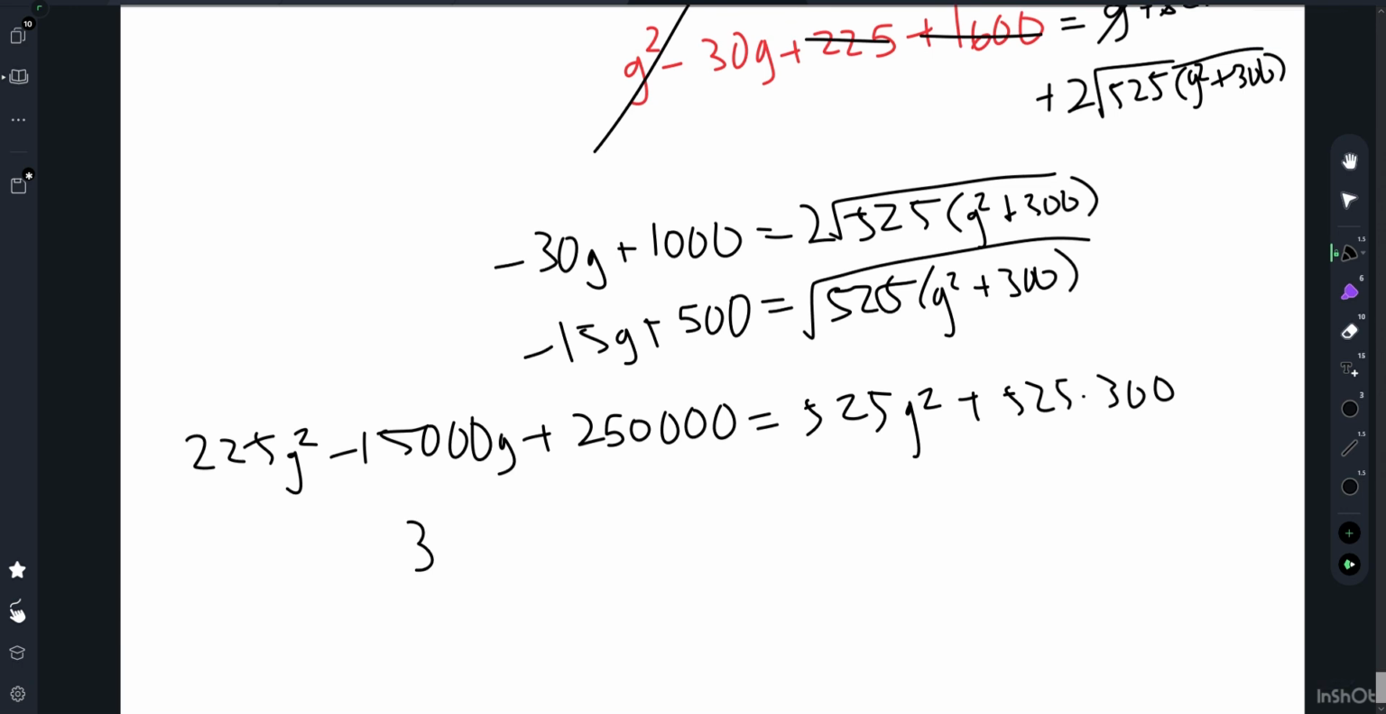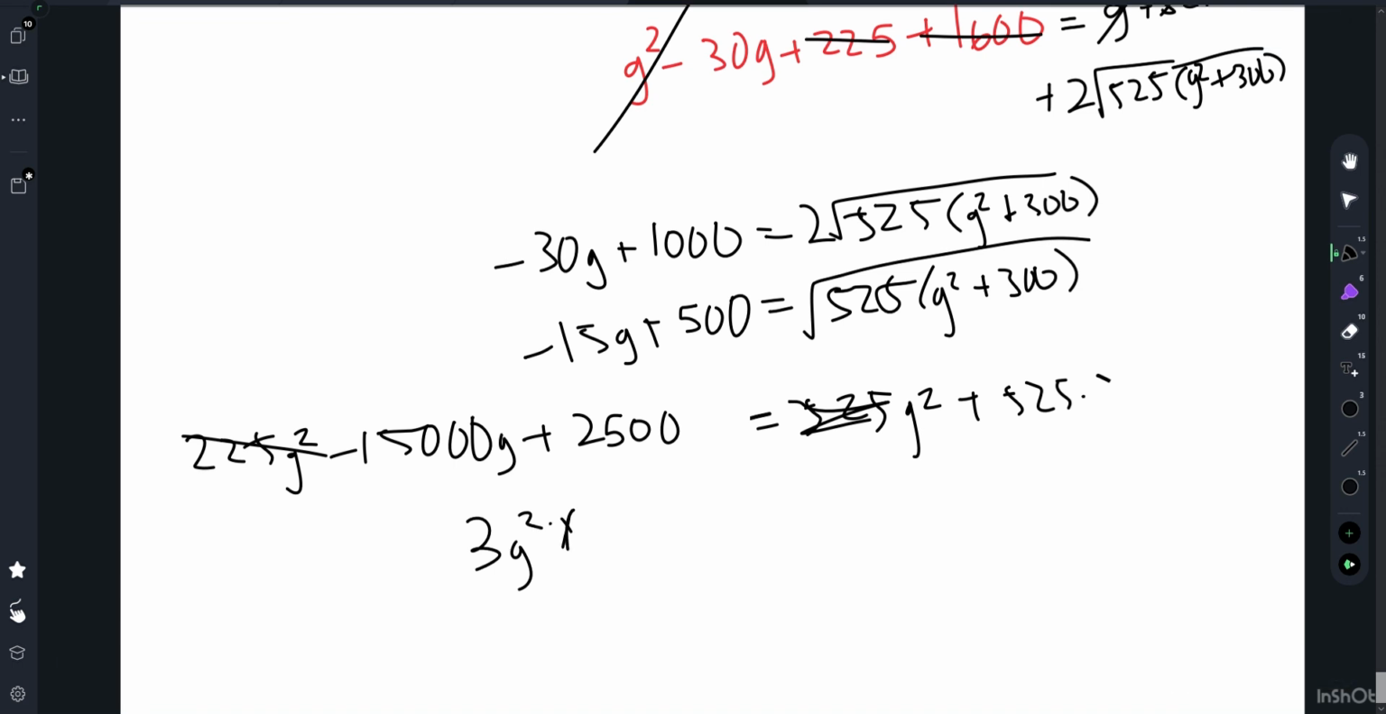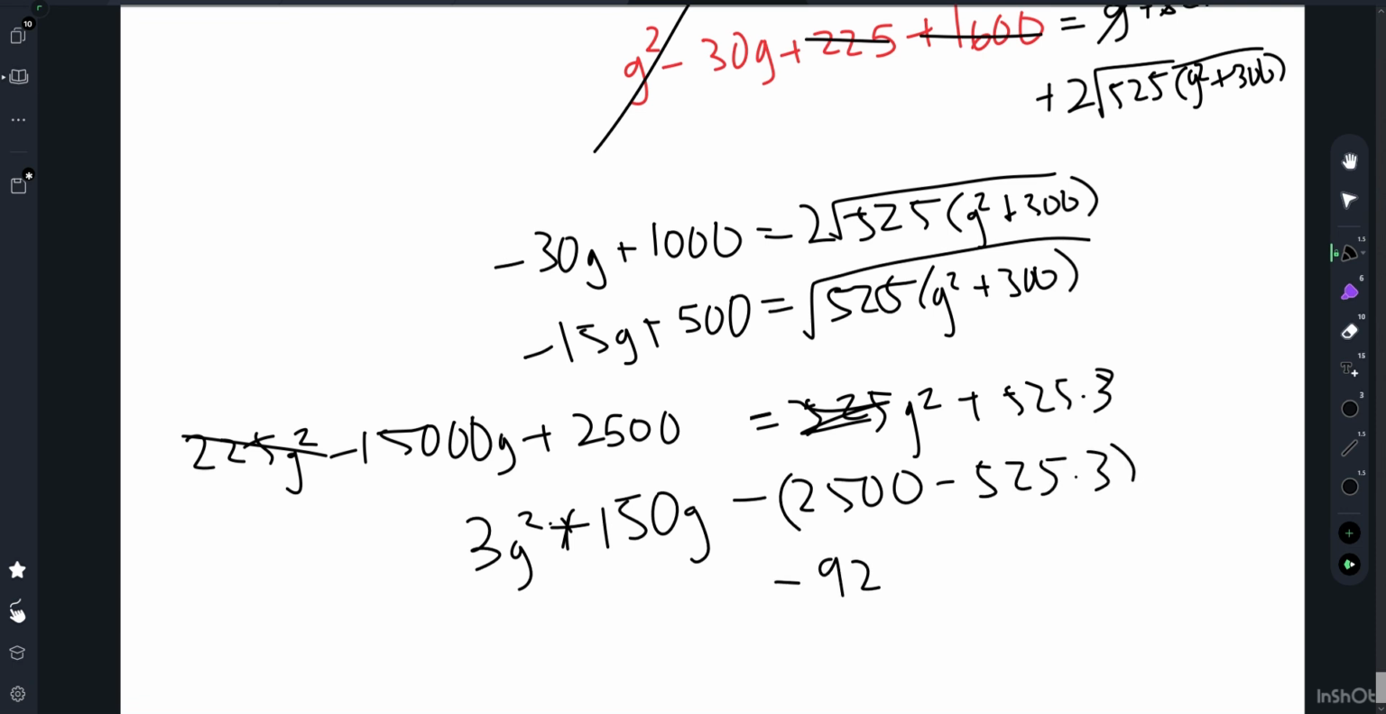So now we have 300 g squared. Let's subtract these on both sides, plus 15,000 g. And now let's divide by 100. So now we have 3g squared plus 150g minus, 2500 minus 525 times 3. So now what is that? That's negative 925. So hold on, let me just add a page.